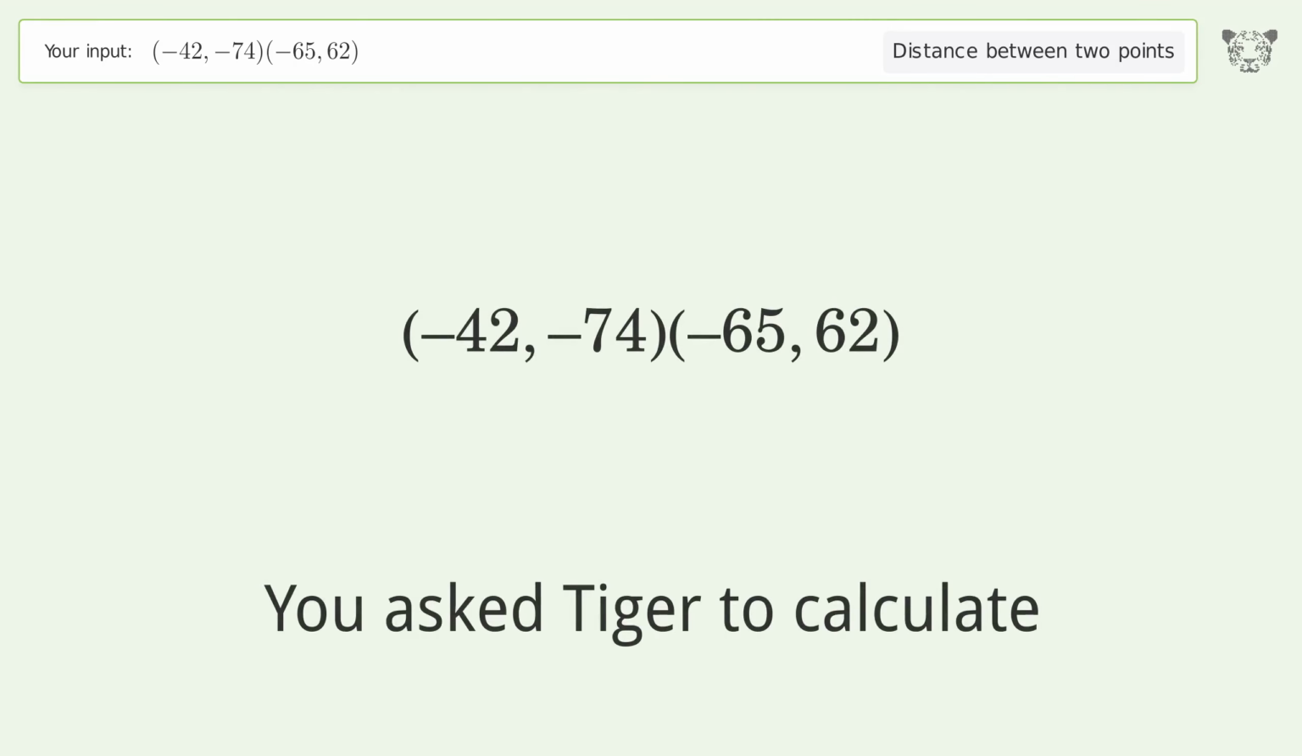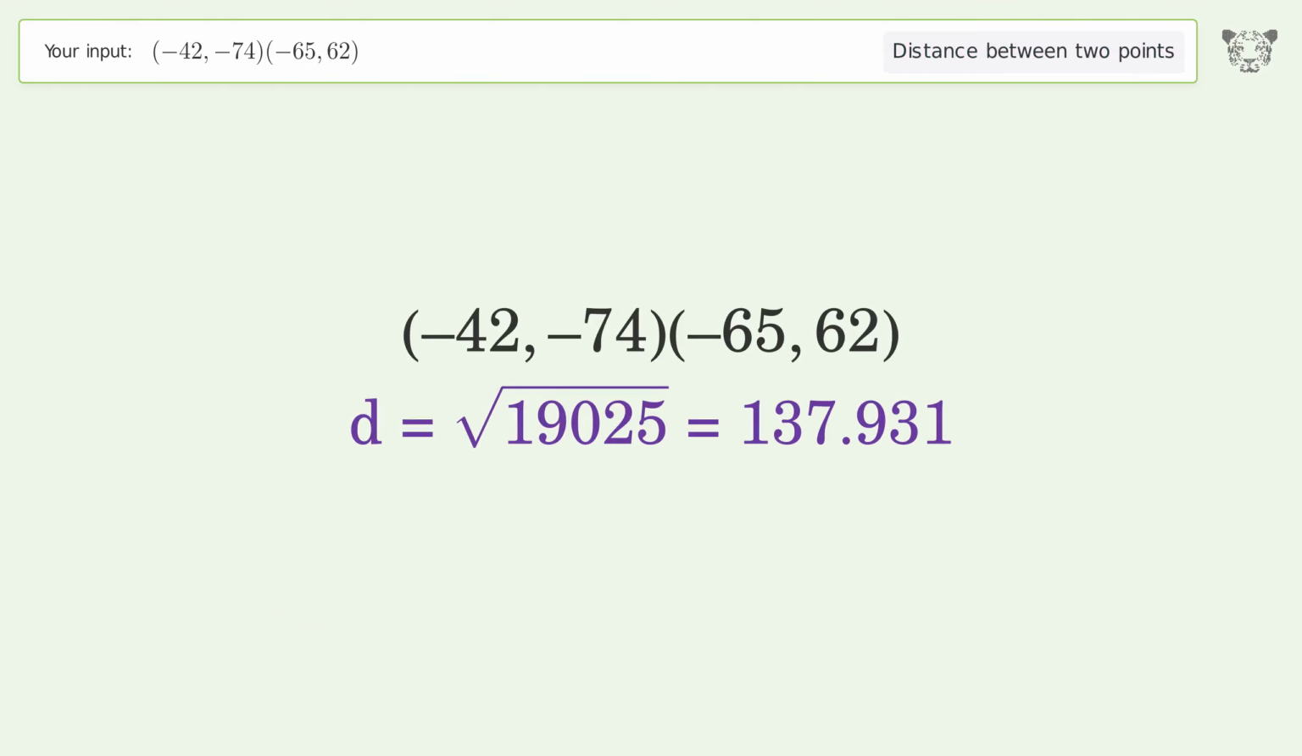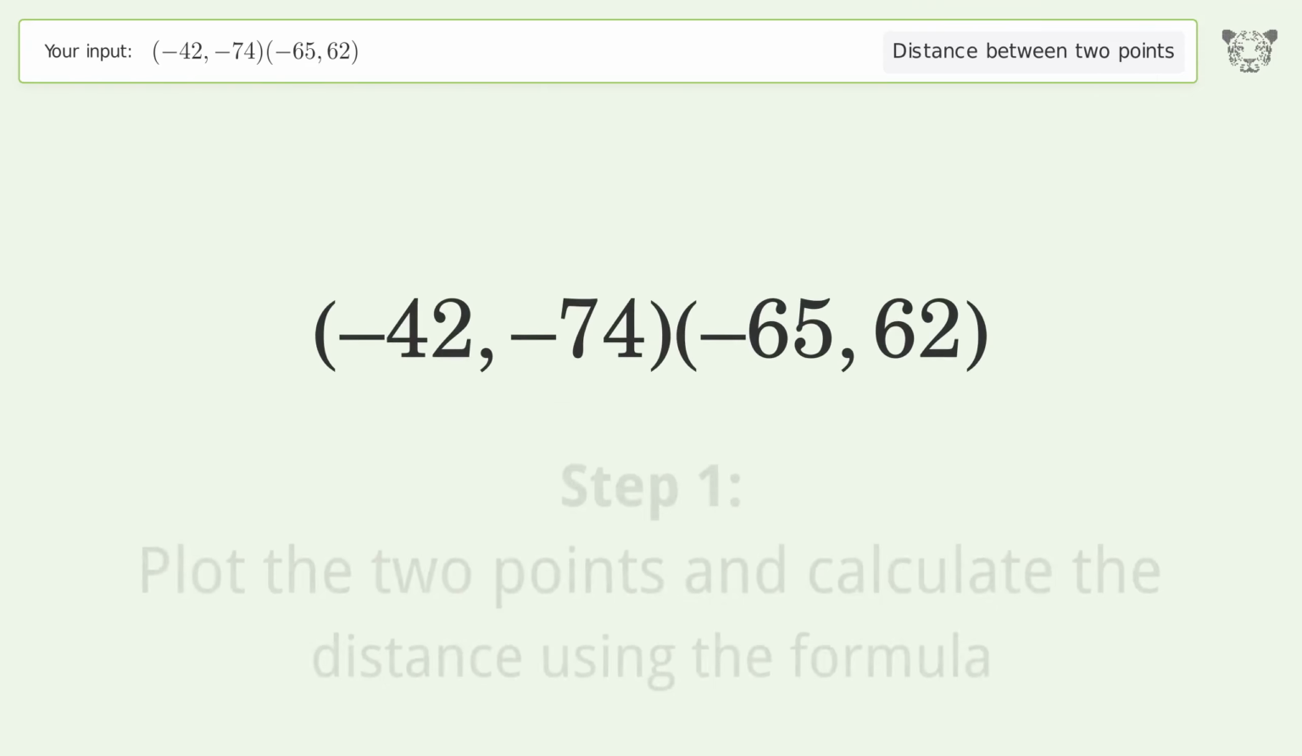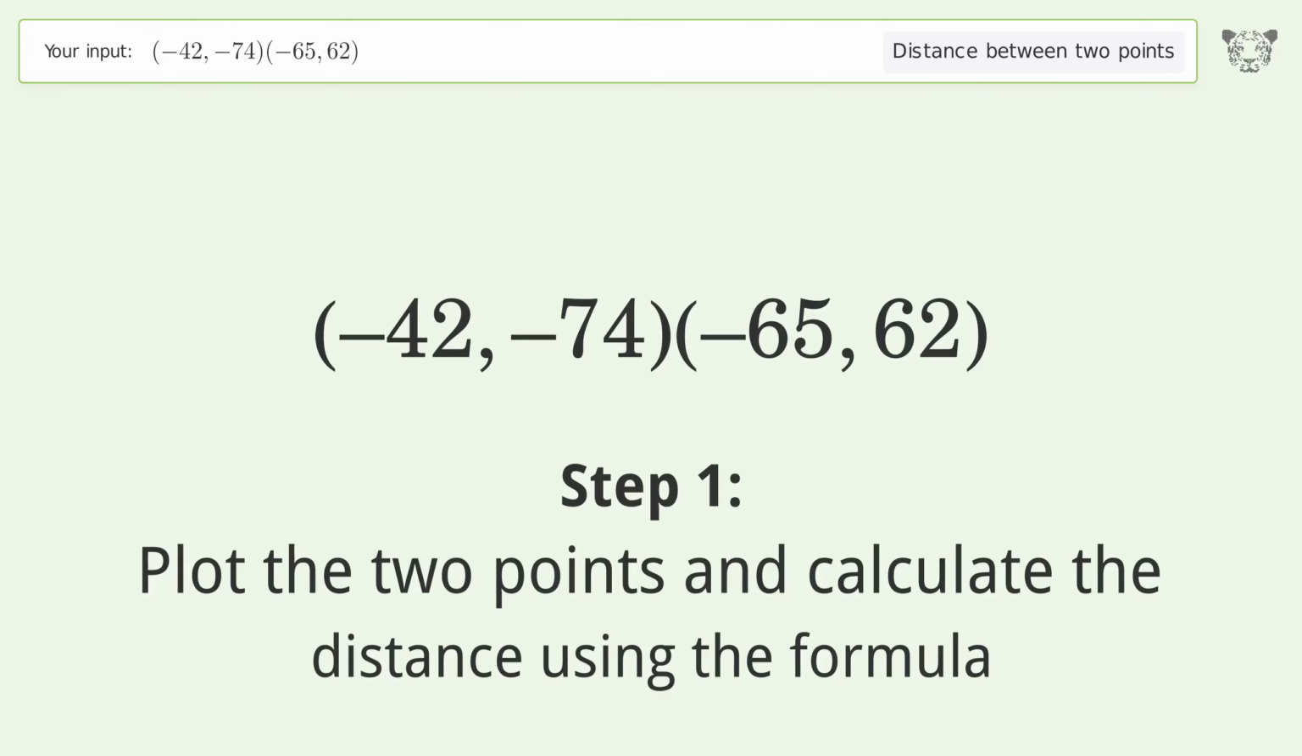You ask to calculate the distance between 2 points. The distance between the 2 points is the square root of 19,025 or 137.931. Let's solve it step by step. Plot the 2 points and calculate the distance using the formula.